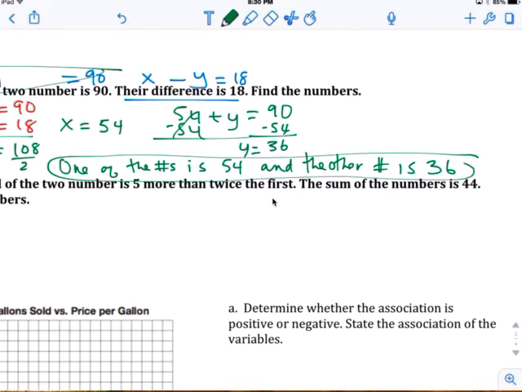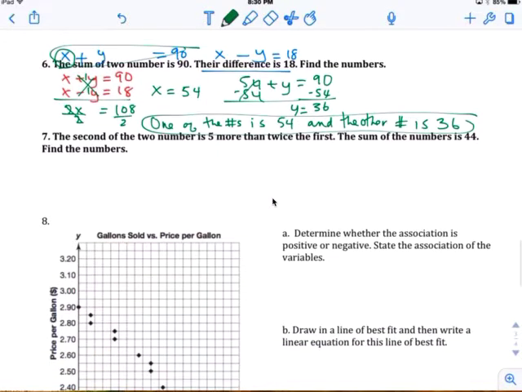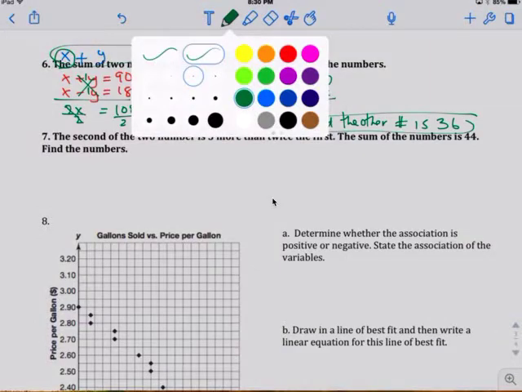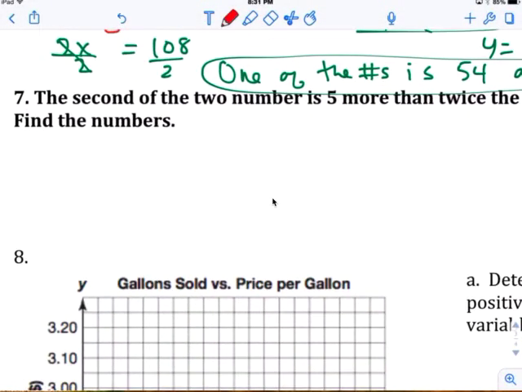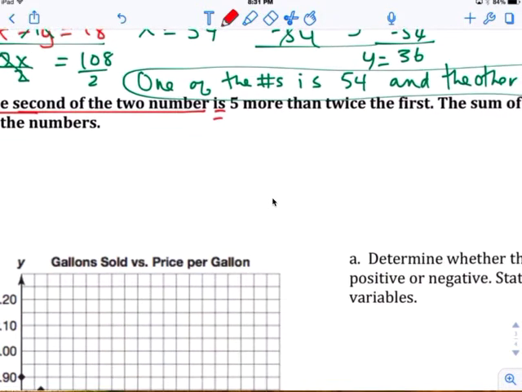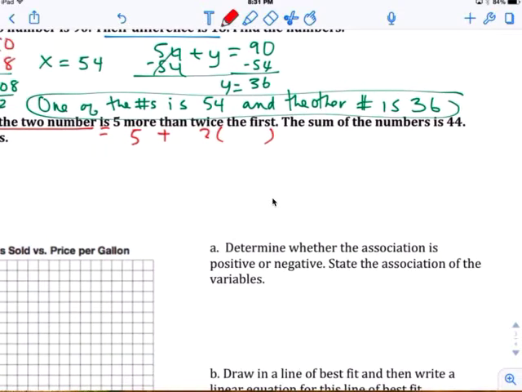You add them together, you make 90. Okay, so I did this to see this one here. The sum of the two numbers, the second of the two numbers, is 5 more than twice the first. Twice means 2 times the first. 5 more than is plus, right? The sum of the numbers is the sum of the numbers. So x plus y is 44.